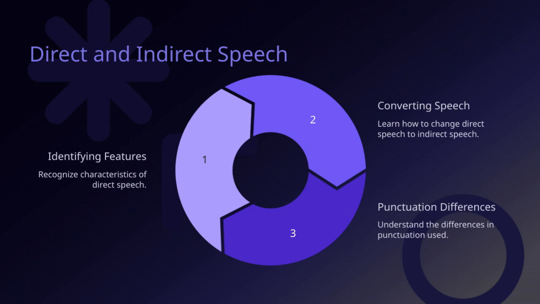These include quotation marks, punctuation like commas and periods, and the way the speech is introduced, often with words like said or asked. Understanding these characteristics helps us identify direct speech easily and then convert it smoothly into indirect speech. Remember, the goal is to maintain the original meaning while adapting the structure to suit indirect narration.